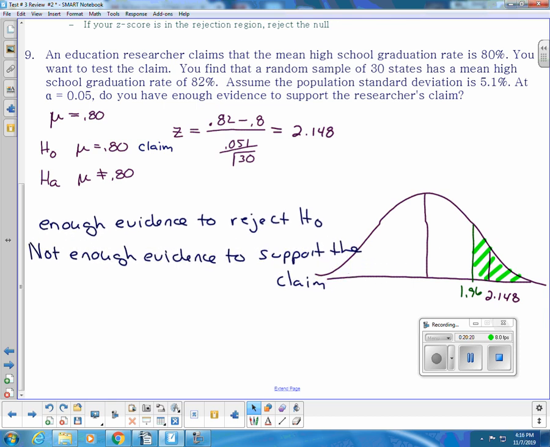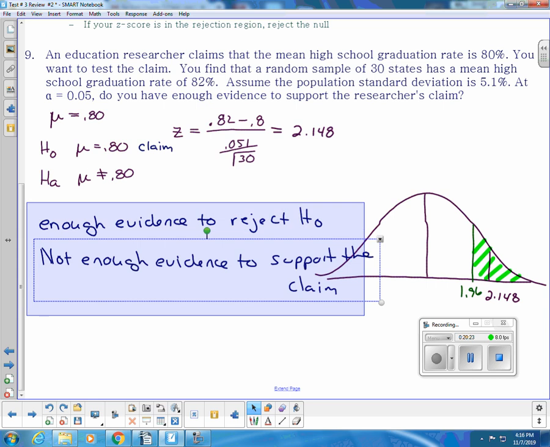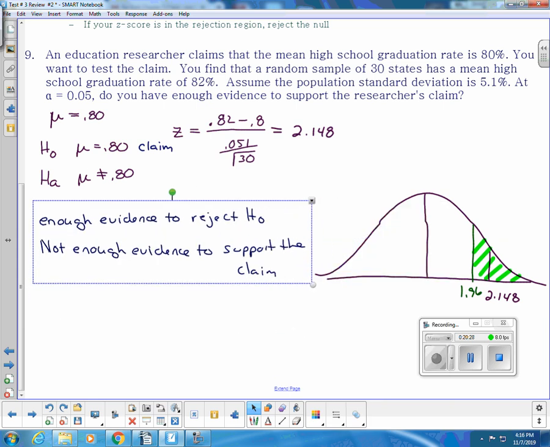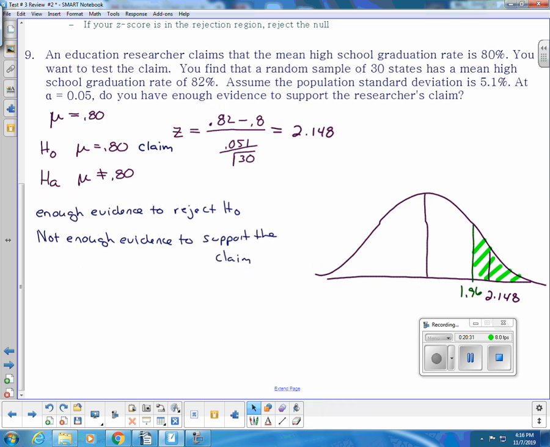Okay, now we're going to do it real quick with the p-value, because some of you like to do it that way. I just think it's easier to do it this way. So p-value, you're still going to find all this stuff. When you get to your z-score, you know that it's to the right, which means greater than. So we have to go to 2.148 on our chart. 2.148, let's do a 2.15. 2.15 has a probability of 0.9842. But remember, 0.9842.